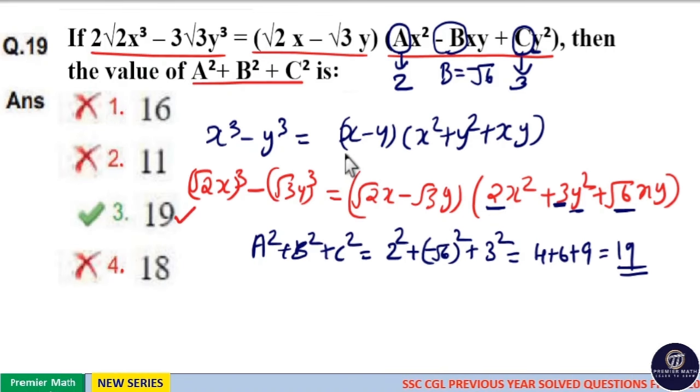Actually, if you know this formula very well, then you can write it by looking at the coefficients. That is, take x square. X square means root 2 x the whole square, then a is equal to 2. Same way, xy means root 2 into root 3, that is root 6. Then minus b is root 6, which means b is equal to minus root 6. Y square means root 3y the whole square, that means 3y square, so c is equal to 3. In this way you can calculate if you know this formula very well.